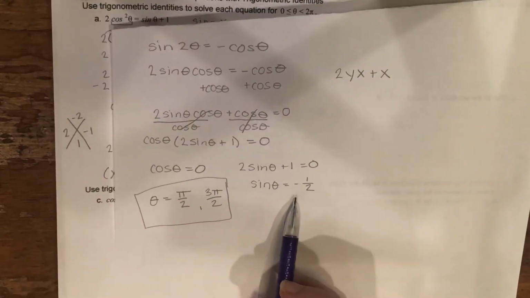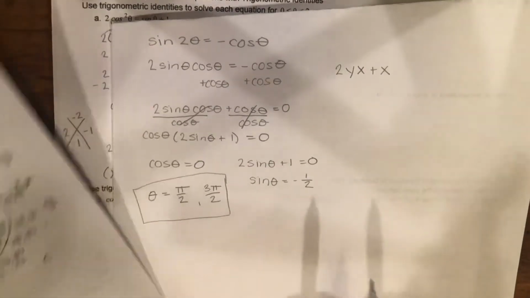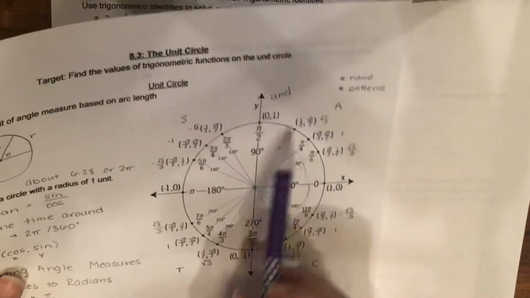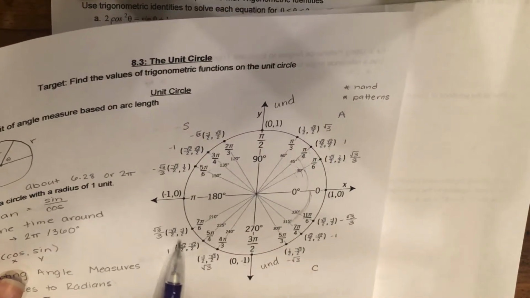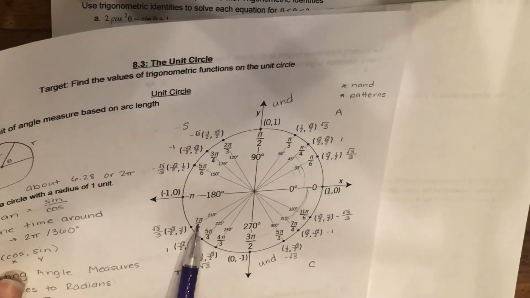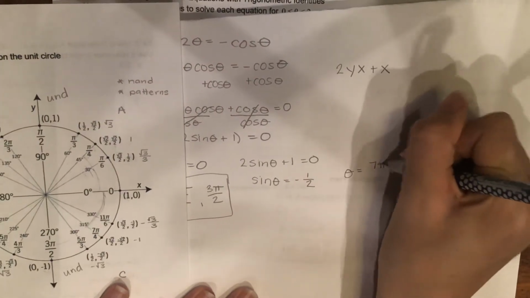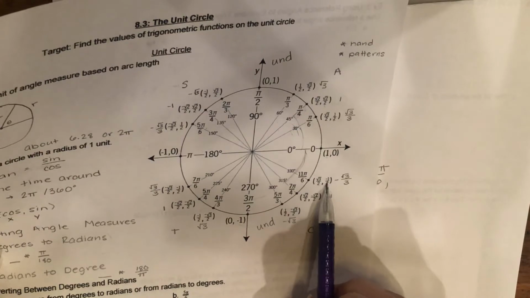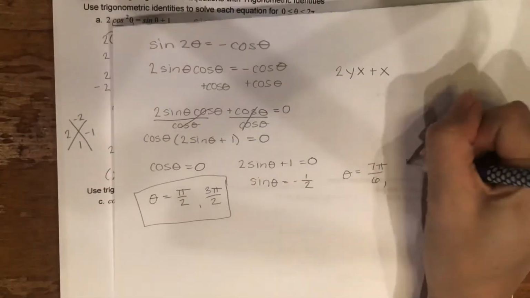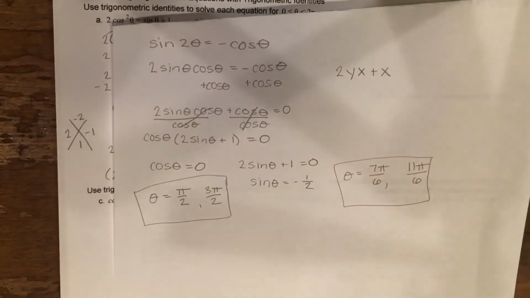Now I just need to look for where sine theta equals negative 1/2. My sine's positive here. Okay, so sine is negative 1/2 at 7 pi over 6. So theta is going to be 7 pi over 6. And then negative 1/2, I have it right here, which is 11 pi over 6. So 7 pi over 6 and 11 pi over 6 are my other two answers then.